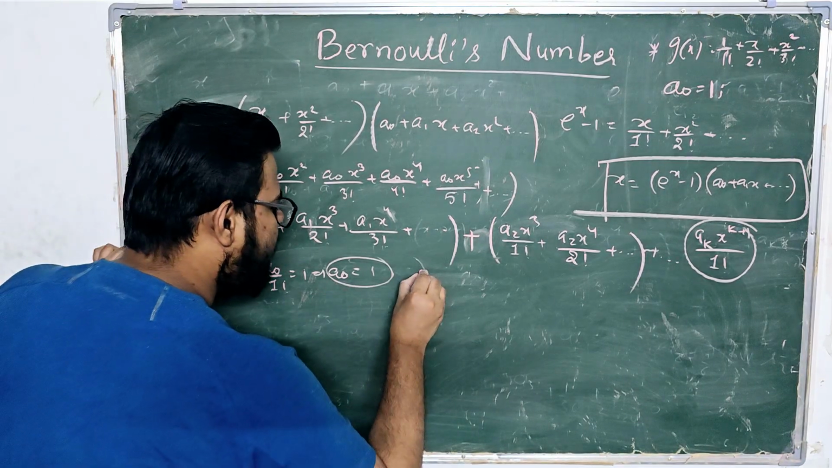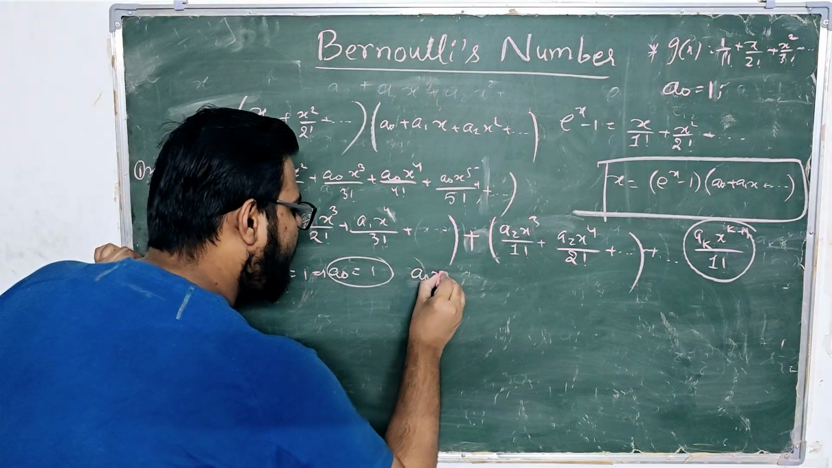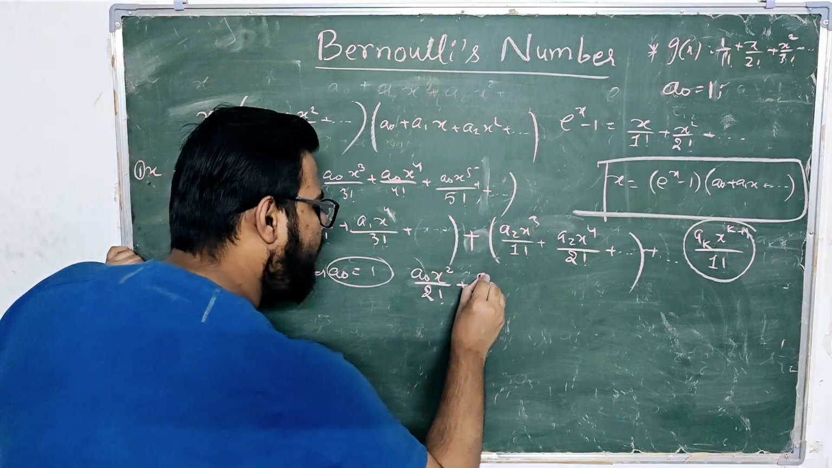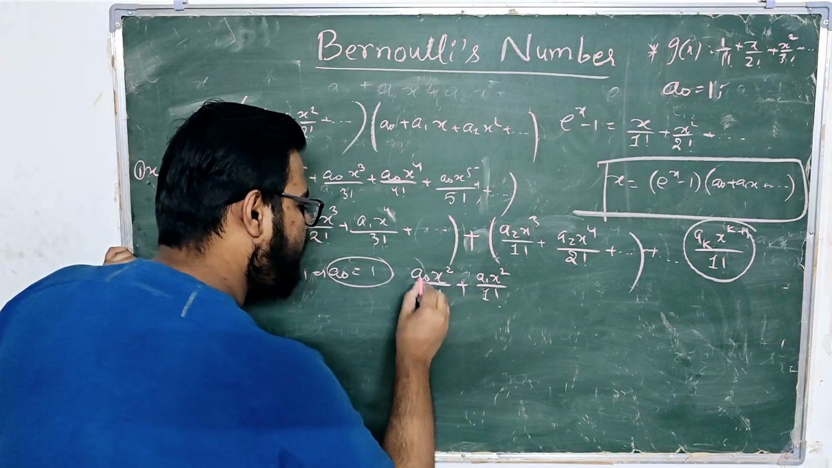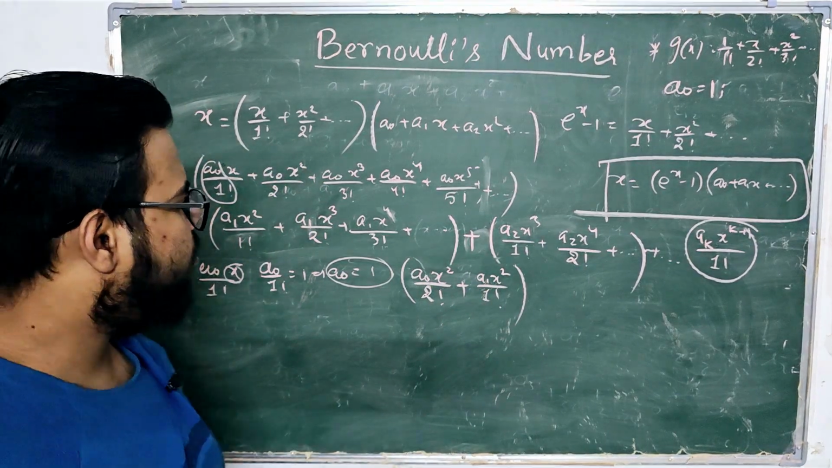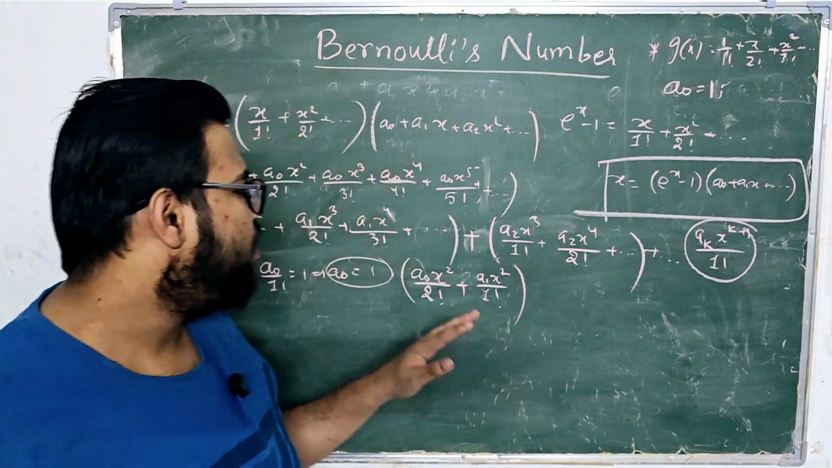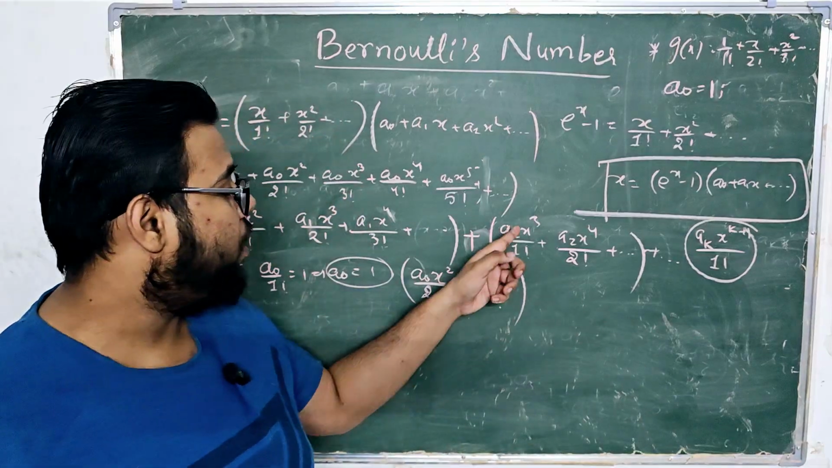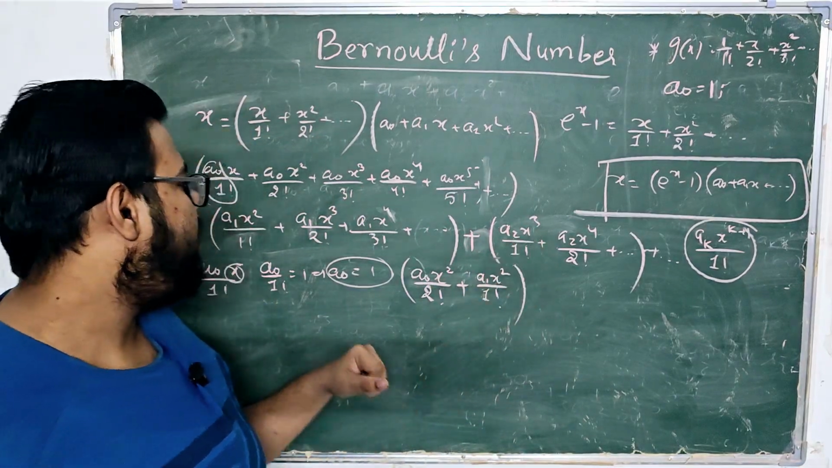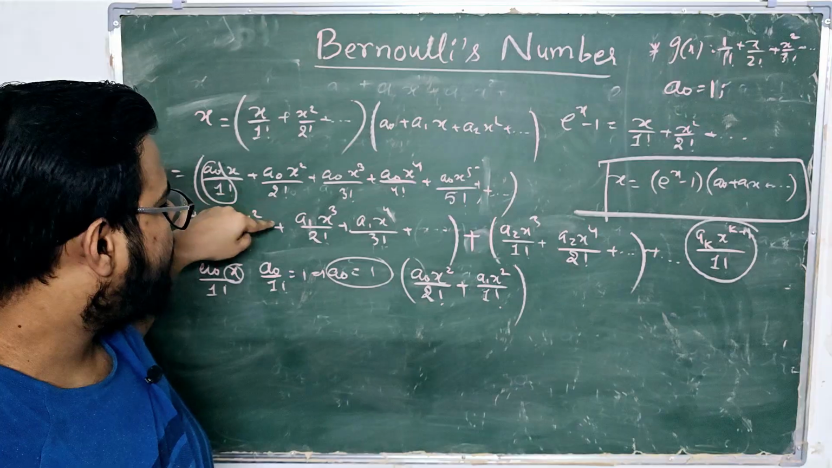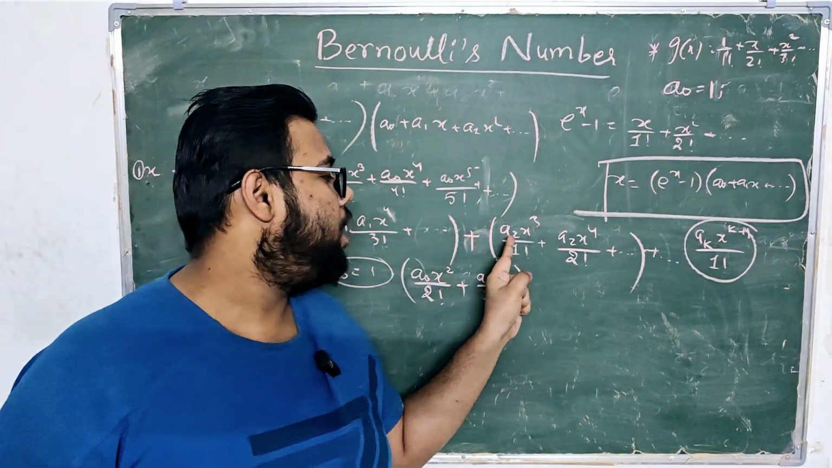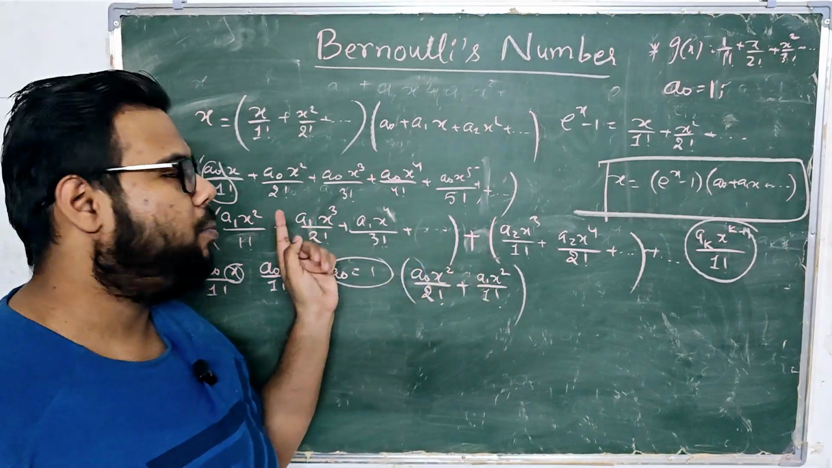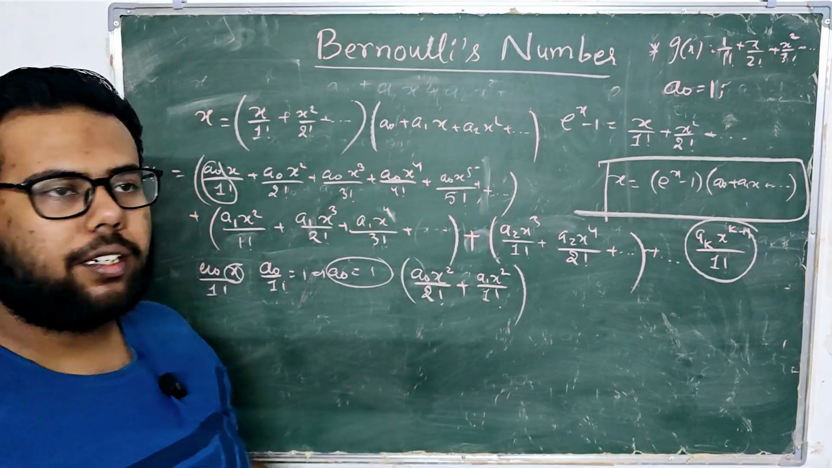We get a0 x square by 2 factorial plus a1 x square by 1 factorial. Now you can ask me that earlier I had said that you can bring x cube terms also together, but why am I not doing that? Because I don't know the value of a2. If I bring x cube terms together, then I will get a0 x cube by 3 factorial plus a1 x cube by 2 factorial plus a2 x cube by 1 factorial. So I won't be able to find a1 over here because a2 and a1 both are variables, right?